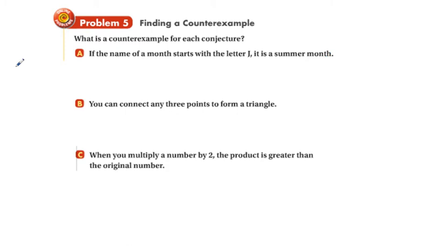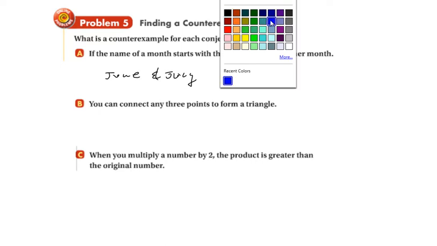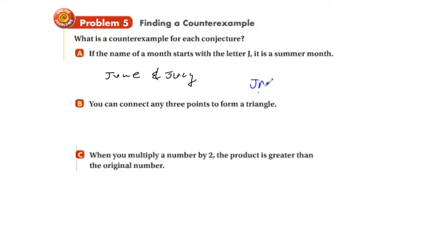Now, it's true that both June and July, which are summer months, do start with the letter J. Is there a winter month that starts with the letter J? And yes, there is a winter month that starts with the letter J, and that is January. So this is my counterexample. This here is a counterexample. In other words, my conjecture was all months that start with the letter J are summer months. Not true. January starts with the letter J. January is not a summer month.